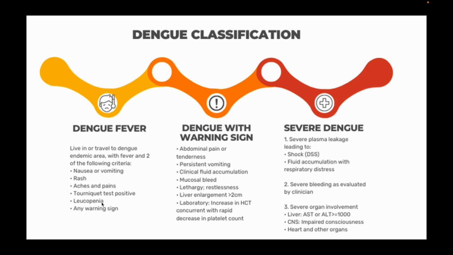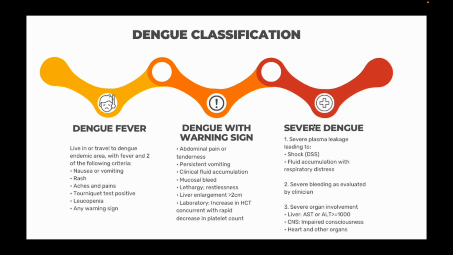This is the summarization of the dengue classification, where you have dengue fever, which is basically fever with nausea, vomiting, rash, and pains. You can have leukopenia and no warning signs. While if you have warning signs like abdominal pain, persistent vomiting, fluid accumulation, mucosal bleed, lethargy, liver enlargement, and certain lab parameters, then this patient should be immediately referred to a hospital.